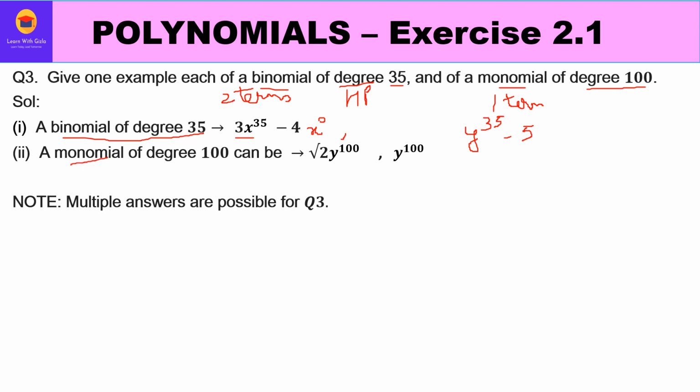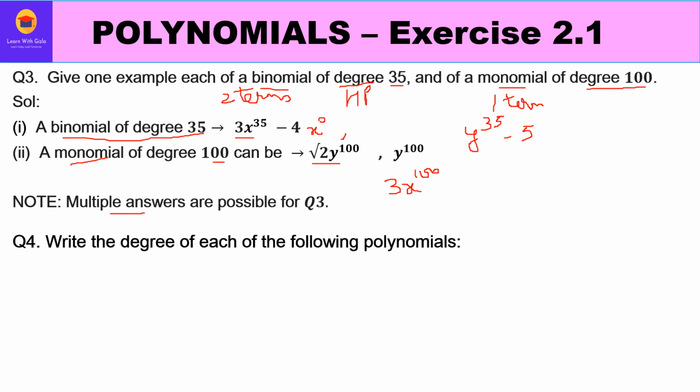Now monomial of degree 100, that means one term. One term we can say root 2 y raised to power 100, or simply we can say y raised to power 100, or we can also say 3x raised to power 100, right? So we can have multiple answers for this question. So monomial of degree 100 means one single term with the power 100. Binomial with degree 35 means you have to have two terms, but the highest power should be 35, right?